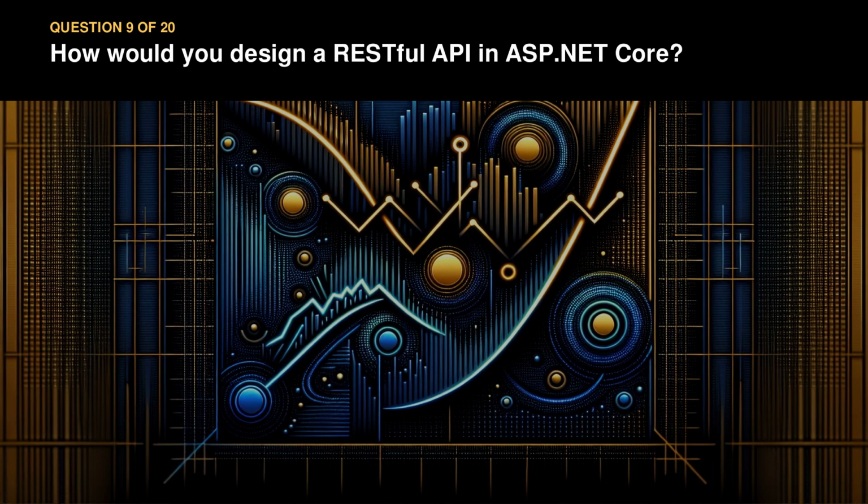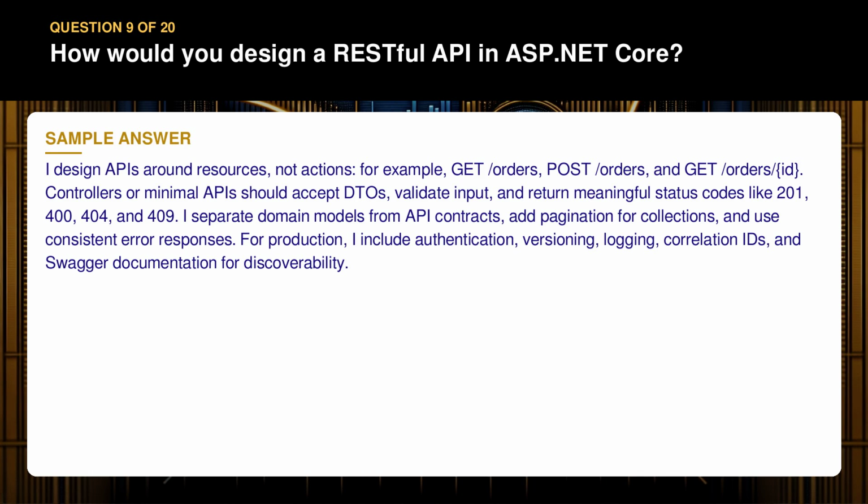Question 9. How would you design a RESTful API in ASP.NET Core? I design APIs around resources, not actions. For example, GET /orders, POST /orders, and GET /orders/{id}. Controllers or minimal APIs should accept DTOs, validate input, and return meaningful status codes like 201, 400, 404, and 409.